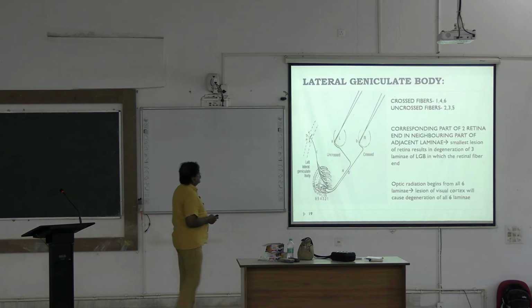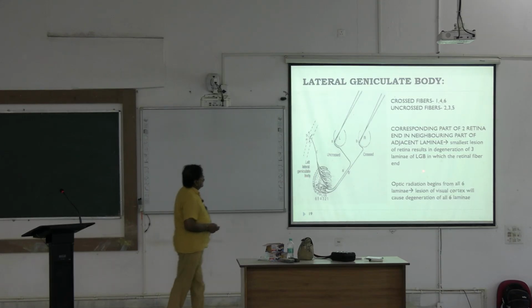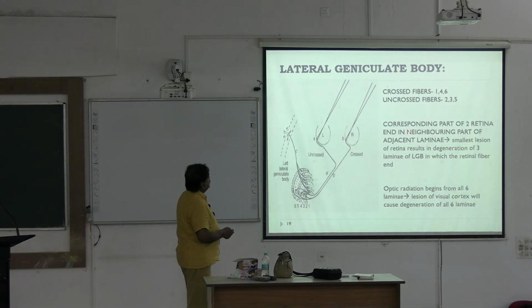Now, lateral geniculate body, crossed fibers 1, 4, 6, uncrossed fibers 2, 3, 5. And this is left lateral geniculate body. Now, a corresponding part of the retina ends in neighboring part of the adjacent lamina. Smallest lesion of retina results in degeneration of 3 laminae of LGB in which retinal fibers end. Optic radiation begins from 6 laminae. Lesion of visual cortex will cause degeneration of all 6 laminae.